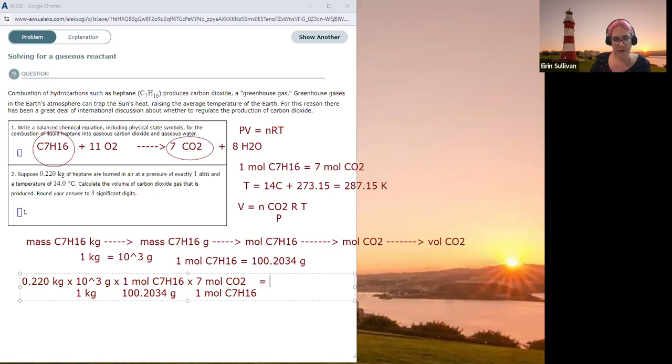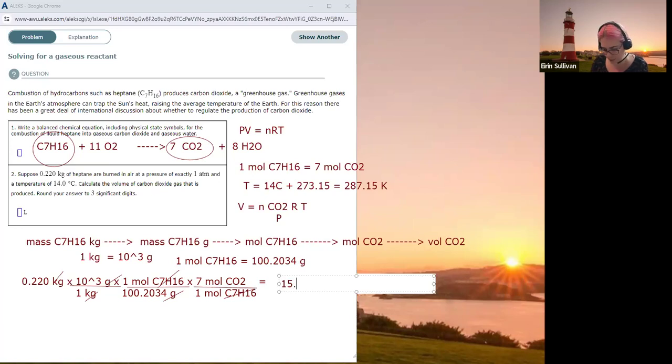You know what, I'll do it that way just so it's a little bit more transparent. So 0.220 kilograms times 10 to the power of 3, divided by 100.2034 times 7 is going to give me my moles of carbon dioxide. So check the dimensional analysis if you don't believe me. Okay, so moles of heptane have cancelled. We got moles of carbon dioxide, and I've got that's 15.36873 and so on. Okay, that'll do.